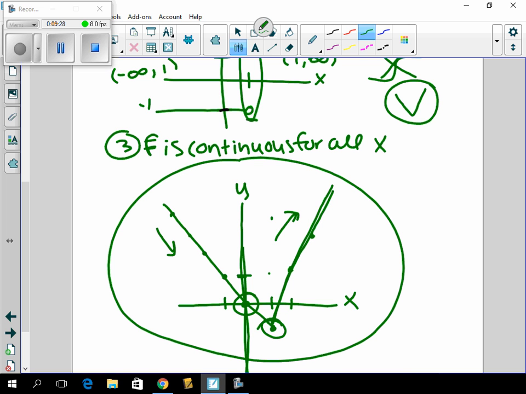So this is kind of it for Calc Check. We're just going to be practicing drawing graphs of f prime, going from f prime to f, and looking at the relationship between the two.